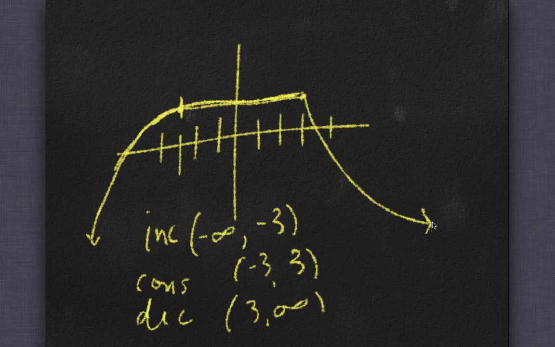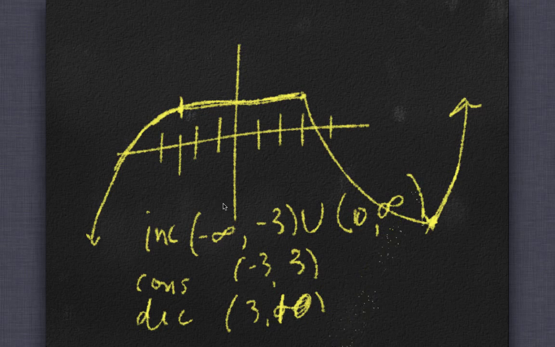Let's suppose that this turned around again at 10 and started going up. Then this would of course be 10. The increasing would say union 10 to infinity, because it's two different places it's increasing. You just put a union in between.